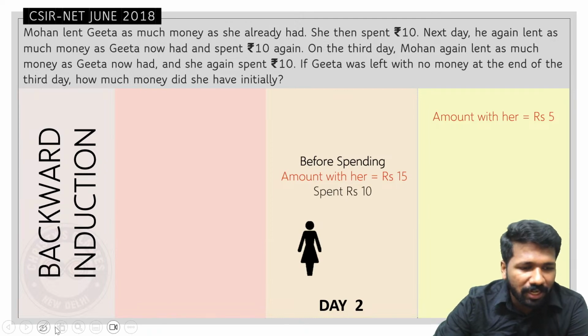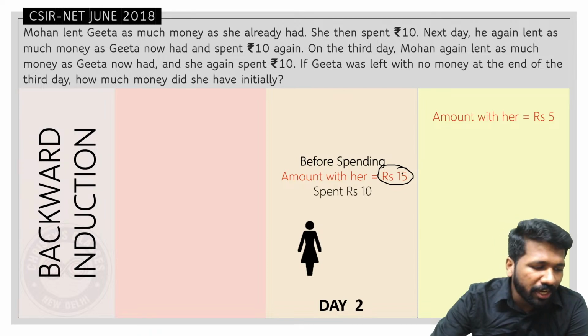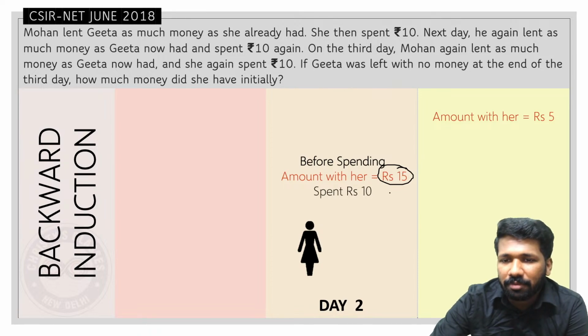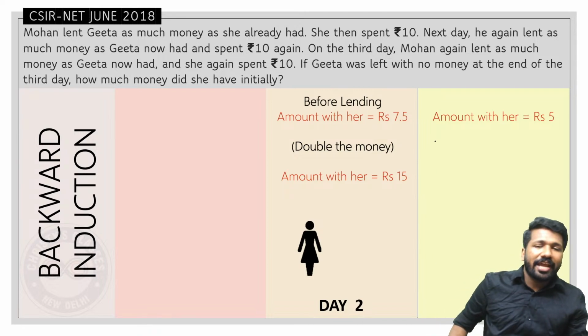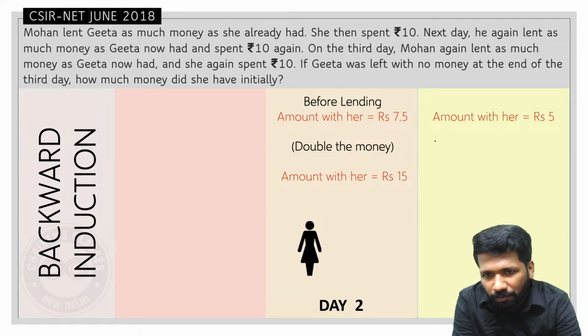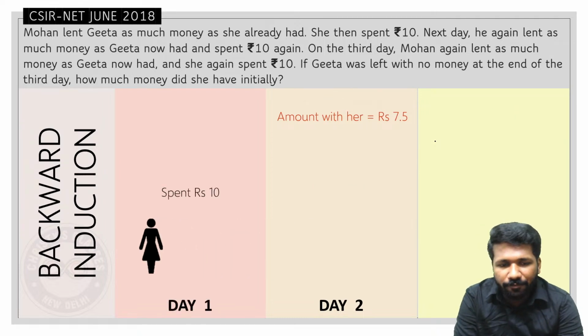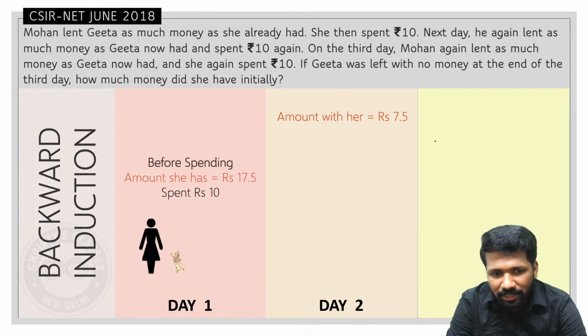So before spending 10 rupee, she had 10 rupee more, 15 rupees. And she didn't have 15 rupee originally. Mohan doubled the money and gave this 15. That means she had only half of this. Half of 15 is 7 and half. So 7 rupee 50 paise she had in the beginning of second day. Beginning of second day 7 rupee 50 paise means end of day 1, 7 rupee 50 paise she had.